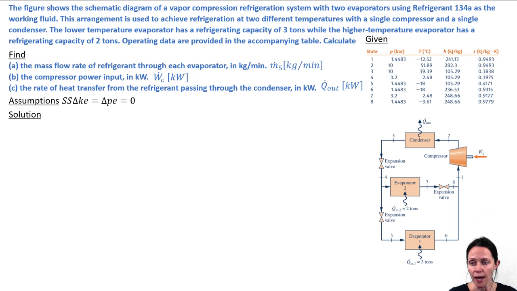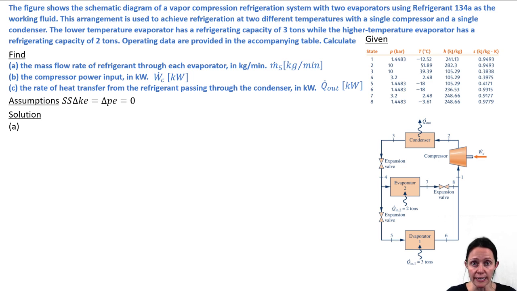All right, so we have a diagram of a vapor compression refrigeration cycle here. We're given all the properties that we could possibly need, and really the only thing that we need to do is get our governing equations and start plugging things in. So the first thing that it asks us to find is m dot 5 in kilograms per minute. So that's the mass flow rate of the refrigerant through the evaporator.